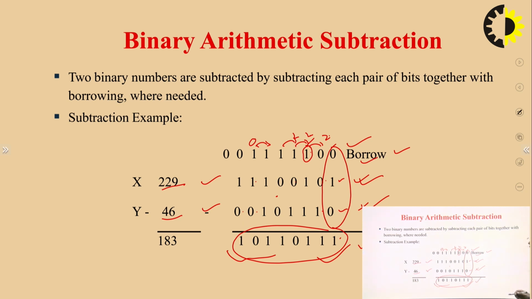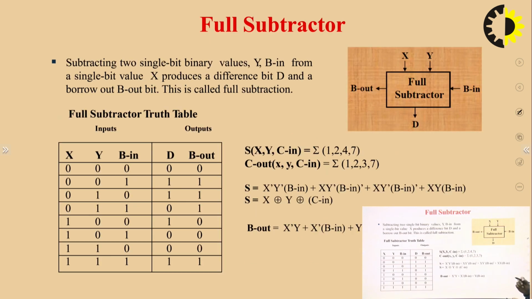So we need a full subtractor to do this kind of arithmetic subtraction. This is the circuit of the full subtractor, in which we have the two inputs X and Y, and we have the borrow in as the input again, and this is the difference, and this is the borrow out.